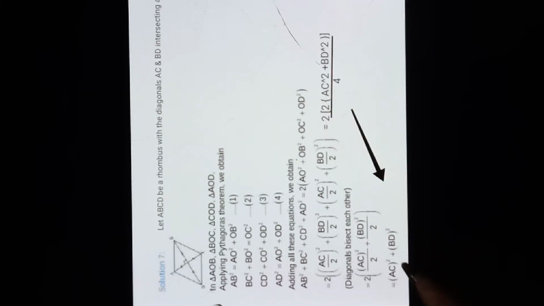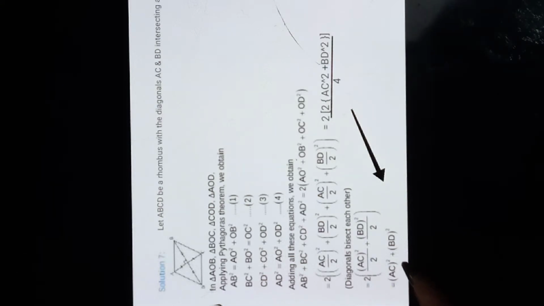Then this was already 2 times, यहाँ पहले ही 2 आ गया था, and यहाँ से भी 2 आ जाएगा, 2 to 4 times जाएगा. So that 4 times will cancel out this 4. So you will be left with only AC square plus BD square. Okay, if you follow this, well and good.